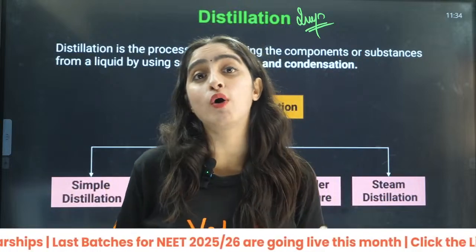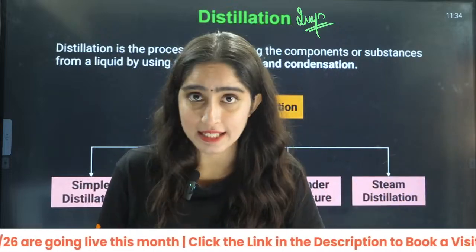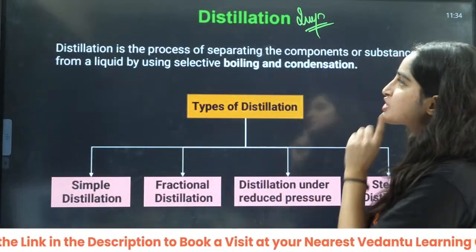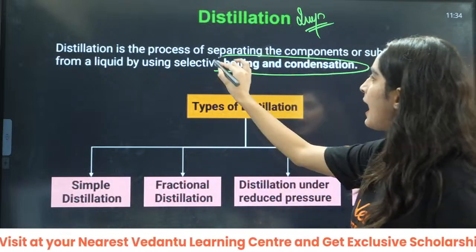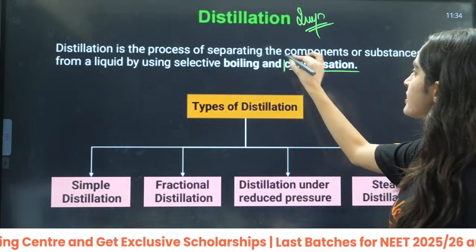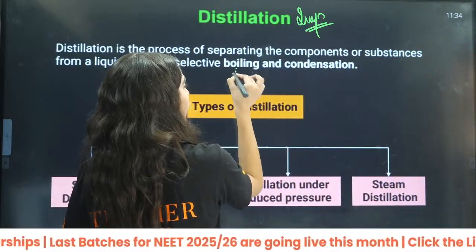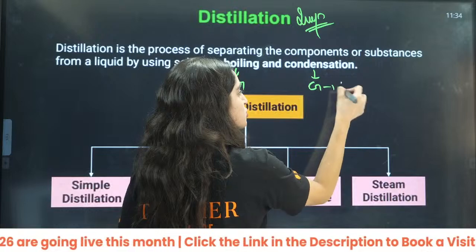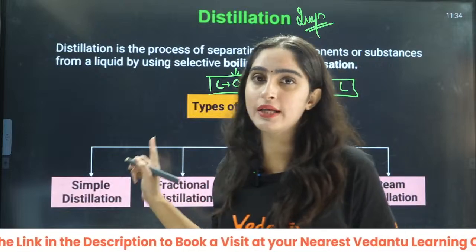So all the compounds have different boiling points. Depending upon the difference of the boiling points, we apply different distillation techniques, right? So distillation is the process of separating the components from a liquid by using selective boiling and condensation, right? What is condensation, everybody? Condensation is, see, these are opposite to each other. Boiling is from liquid to gaseous state. Condensation is from gaseous to liquid state. Okay, how we are going to do these two processes, we will see with the help of diagrams.